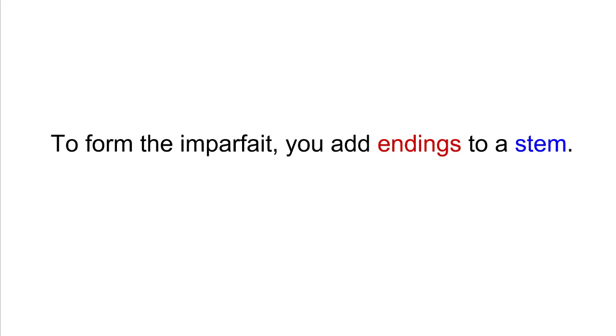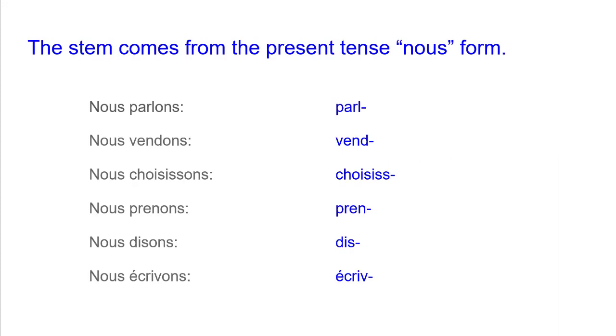Okay, so to form the imparfait, you'll add endings to a stem, kind of like when you learned present tense, and there was a way to do this for ER, IR, and RE verbs. But the difference is, for the imparfait, the stem that you'll use comes from the present tense nous form instead of from the infinitive. So I'll walk you through some examples.